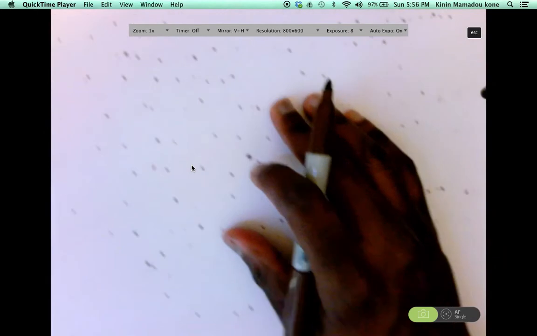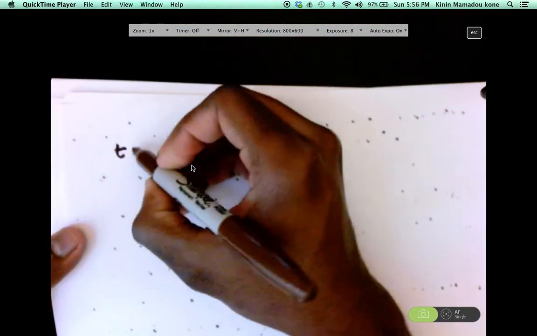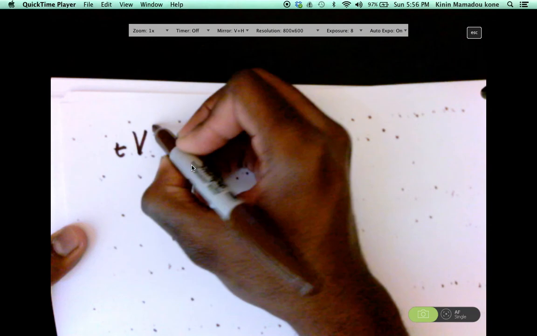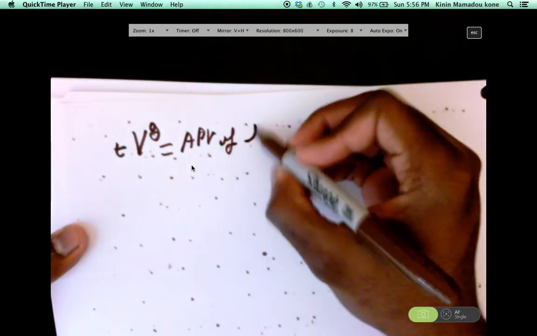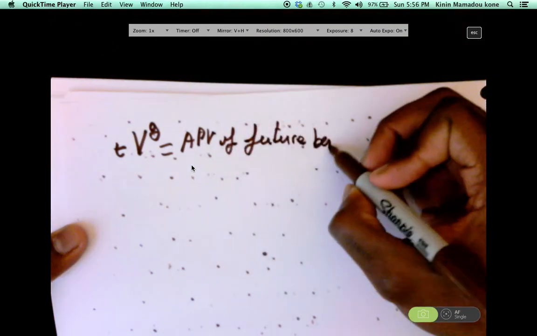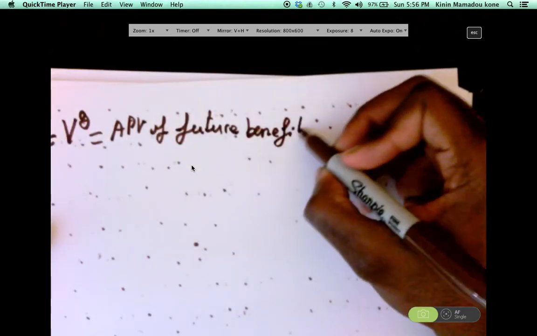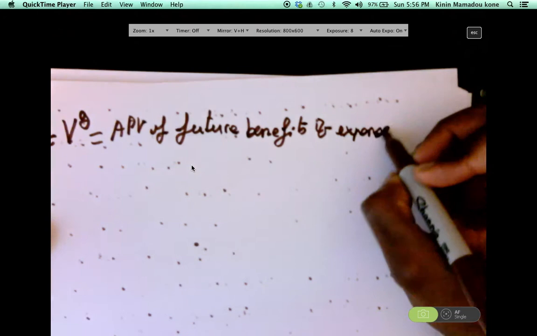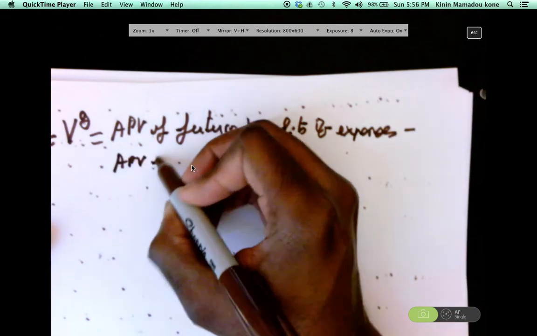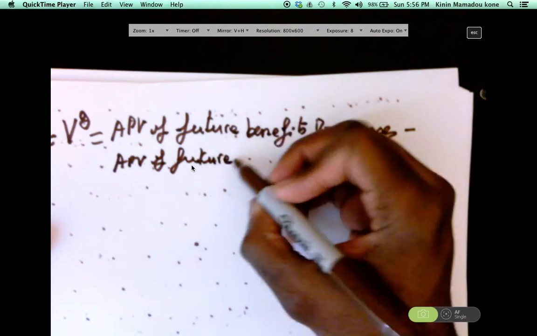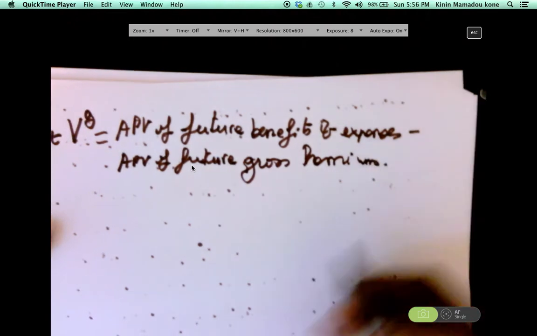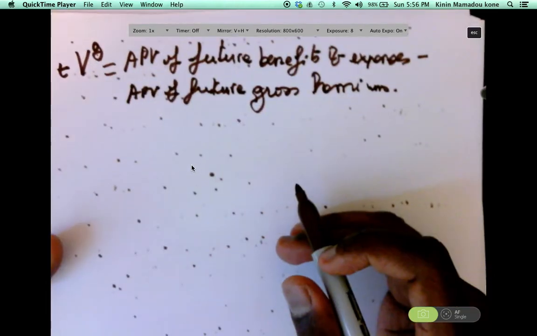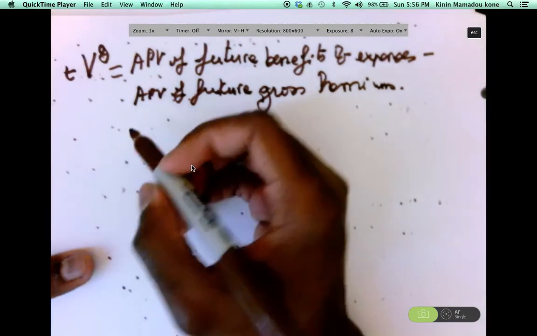That gross premium reserve, denoted by tVG, is the actual present value of the future benefits and expenses minus the actual present value of future gross premiums. And in a discrete case, the benefit reserve satisfies a certain recursion relationship. So, the discrete case.